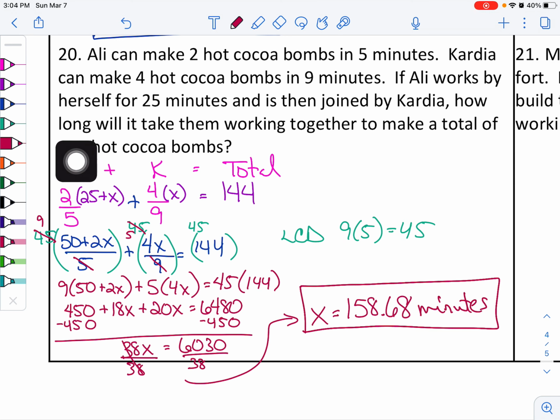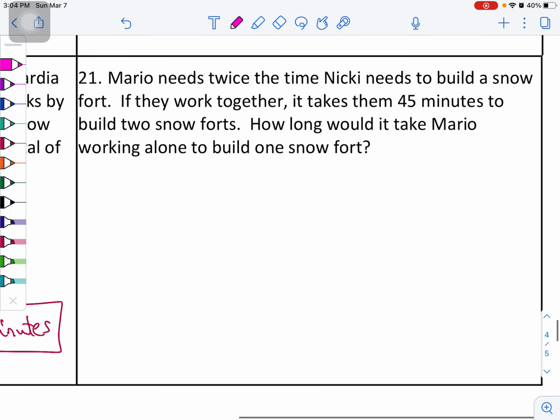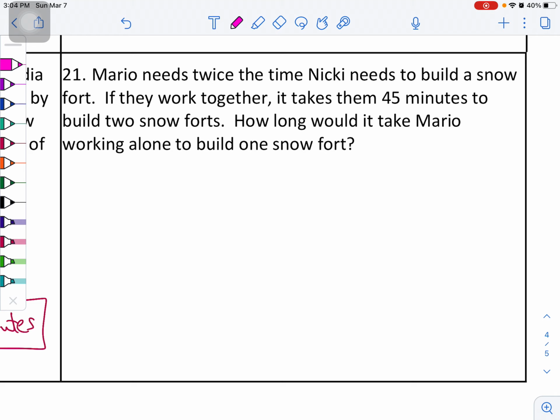And this is an example where you might look at it and say, wait a minute, working together didn't save them any time. In fact, it's so much more time. They're also making 144 hot cocoa bombs. Allie, remember, was in terms of 2 and Cartier was in terms of 4. 2 and 4 are way different values than making 144 of these things. So this one does make sense in terms of our values.